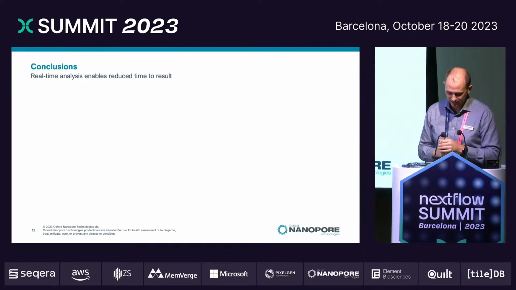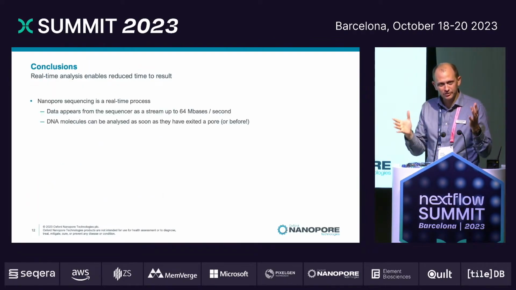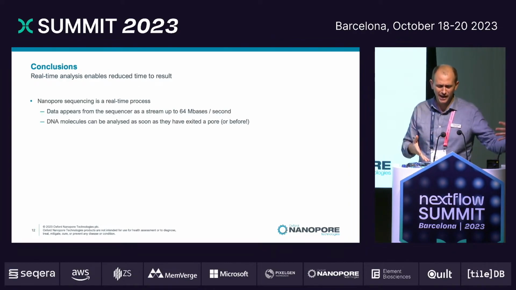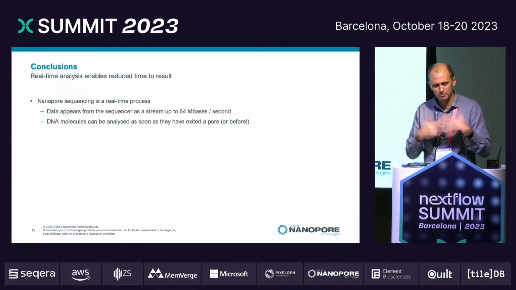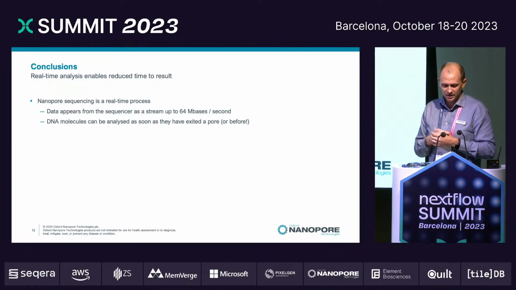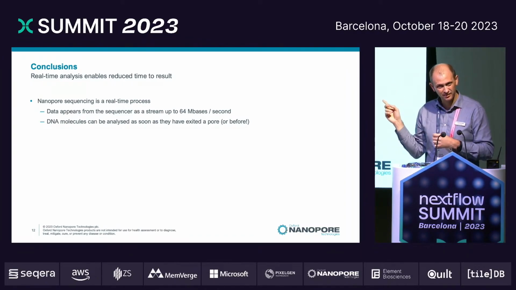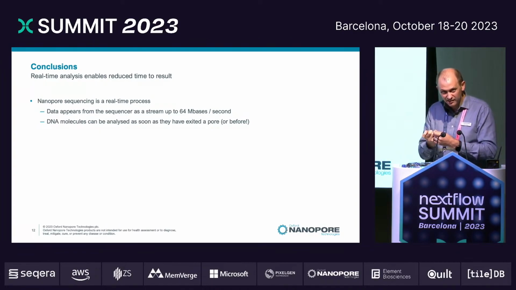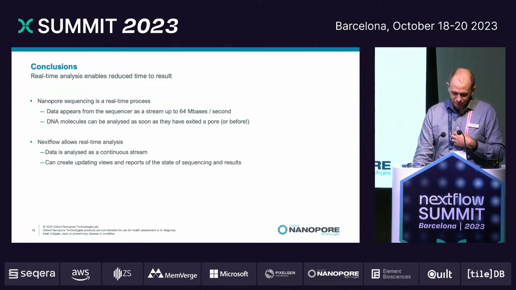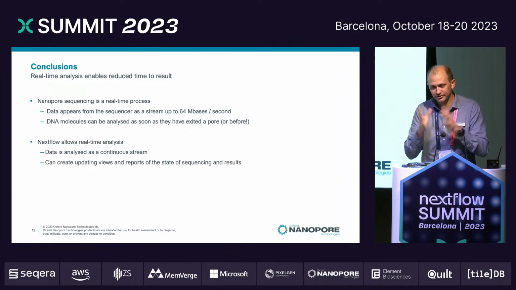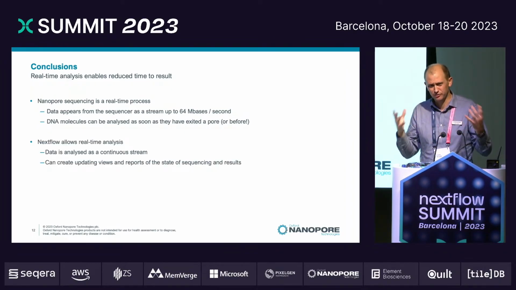Just to conclude then, we have a sequencer, it works in real time, but until now we didn't really have a way of exploiting that. The largest nanopore sequencer can generate 64 megabases of data a second, so that's a lot of data. You can do something with that. And then Nextflow allows us to analyze this data and do something with it.